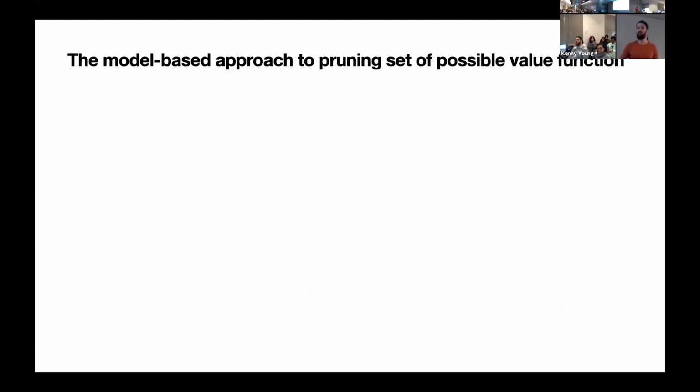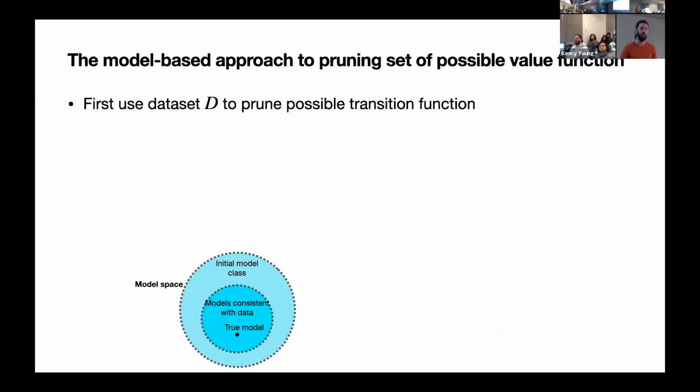So I'm going to now describe two different ways of pruning down the set of possible value functions based on the data, that I'll associate with the model-based approach and the model-free approach. So first of all, the model-based approach. In this case, we're going to first use the data set to prune the set of possible transition functions. So we begin just by knowing the transition function lies in this particular model class. And then we're going to observe the data.